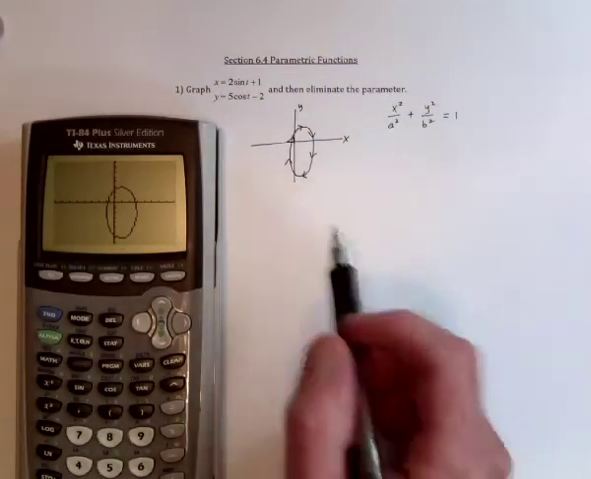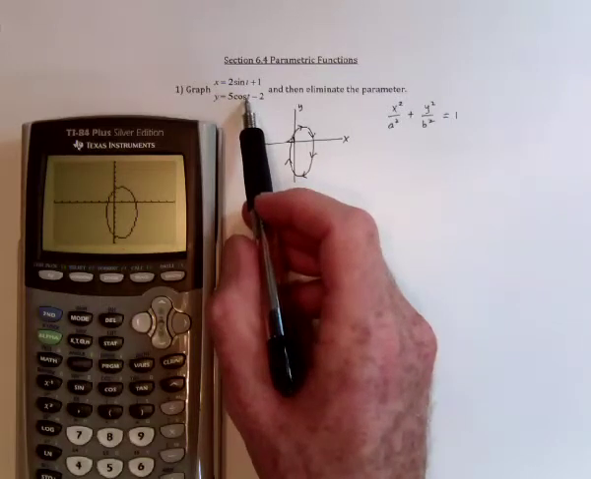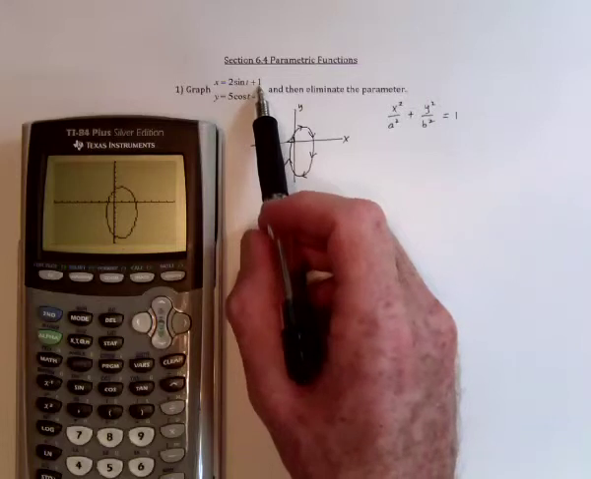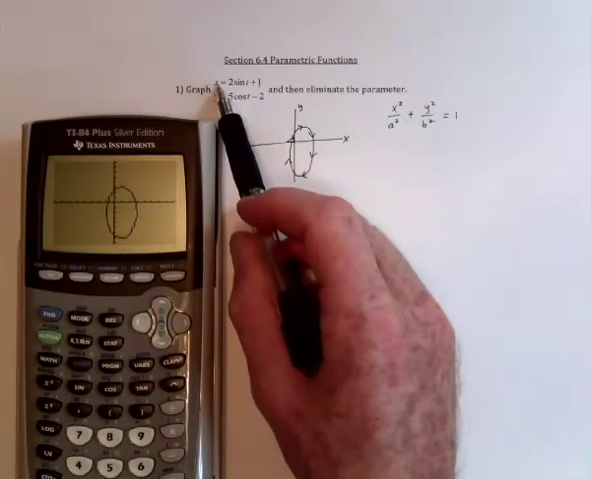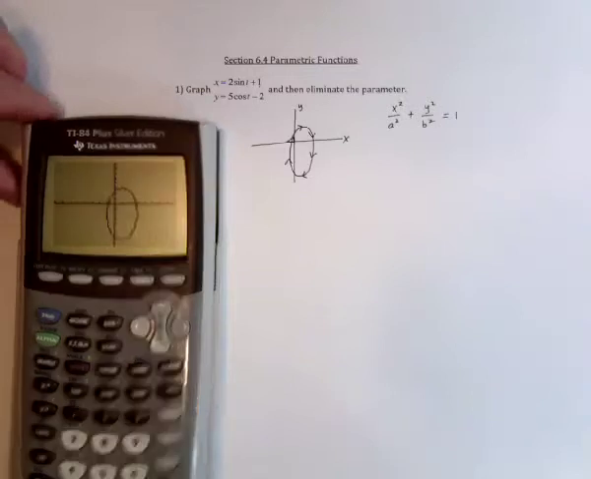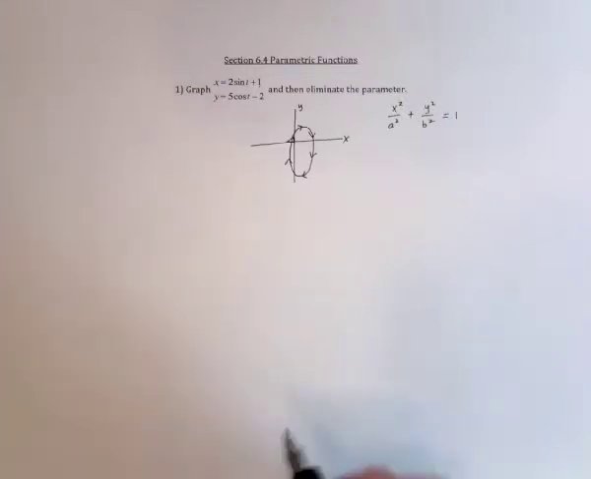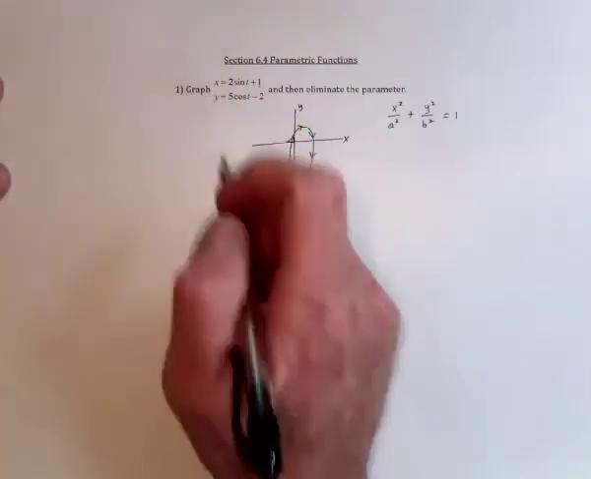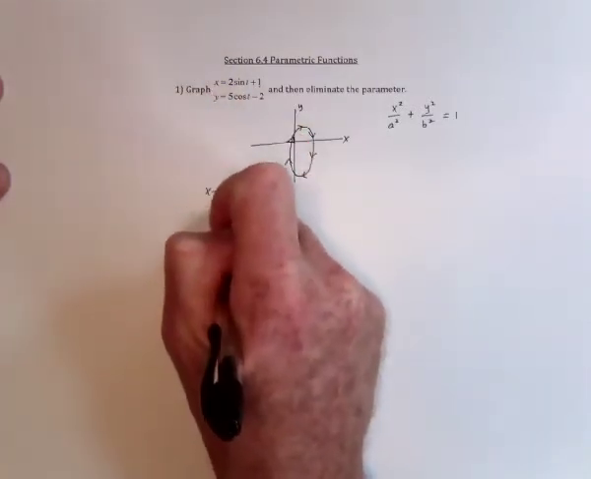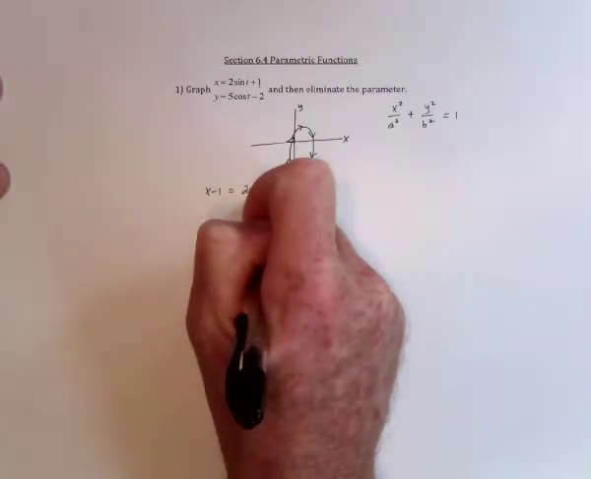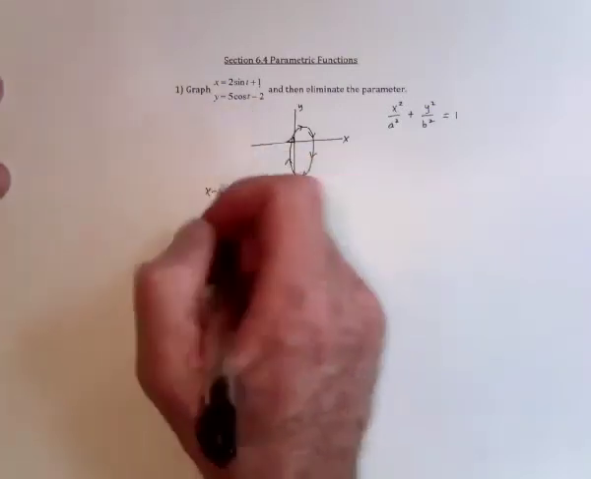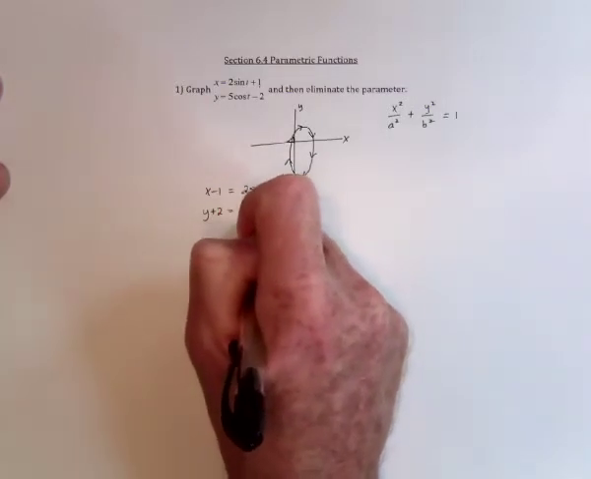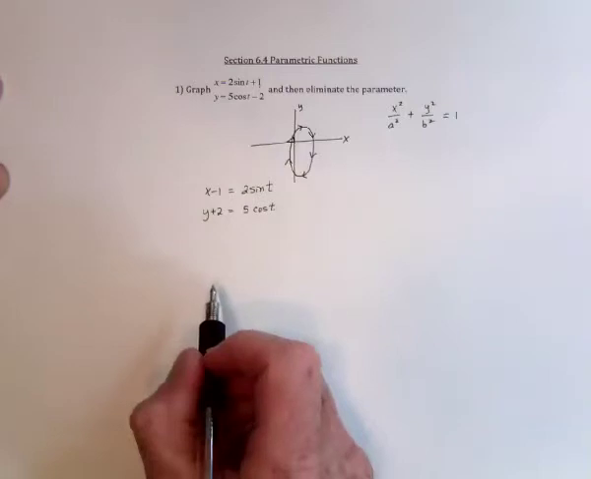Now if you take those two ideas together, that we need sine squared plus cosine squared, and that we need x squared plus y squared, then we need to get the numbers over on this side before we do the squaring. That way, on the right hand side, we'll just have sine squared plus cosine squared. So first of all, on this one, subtract 1, so it's going to be x minus 1 equals 2 sine of t. For this one, add 2. Y plus 2 is 5 cosine of t.